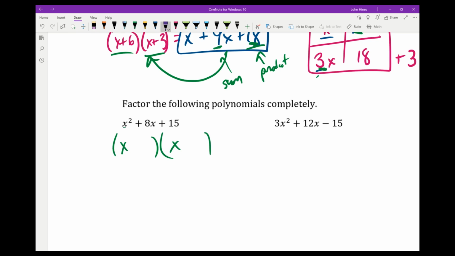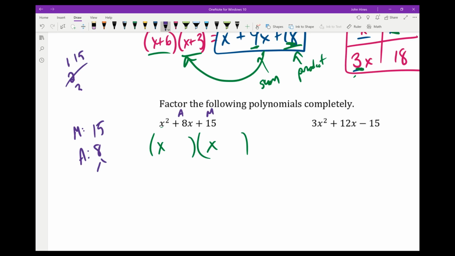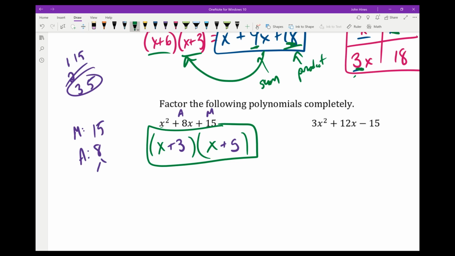Now we ask ourselves two questions. Self, what multiplies to 15 that adds to 8? Well, let's think about it. 1 and 15, I like to go in order. 2 and no, 3 and 5. That gets me 8 right there. So a positive 3 and a positive 5 does the trick. Those are my two factors. So you find your two factors by asking yourself what multiplies to the constant term and adds to the middle number, the linear term.